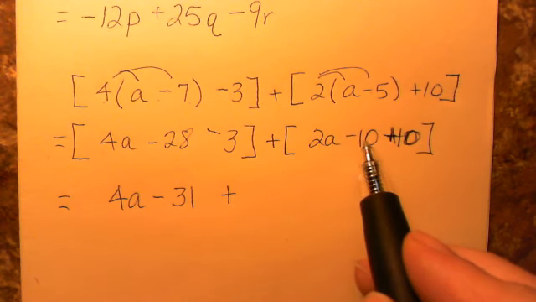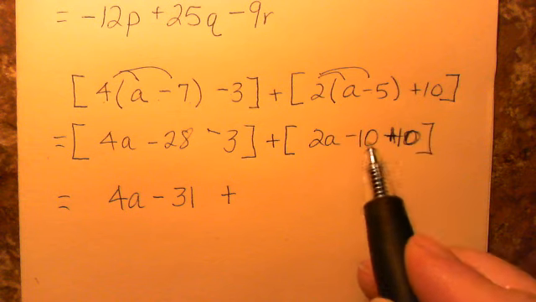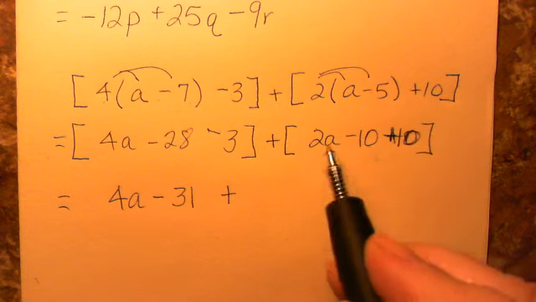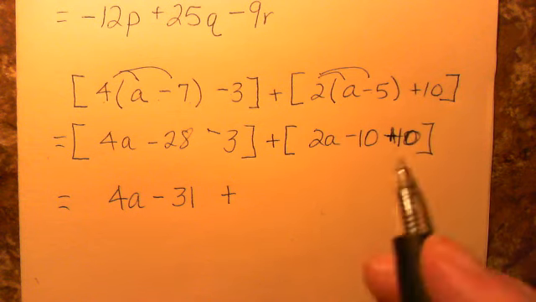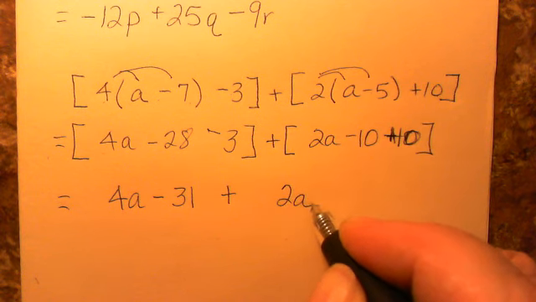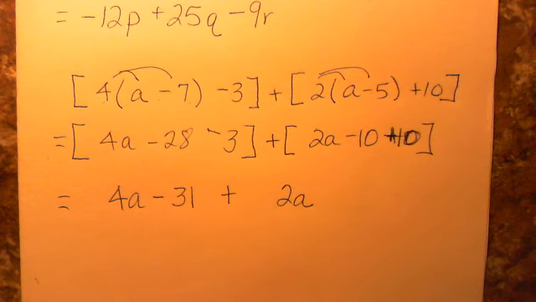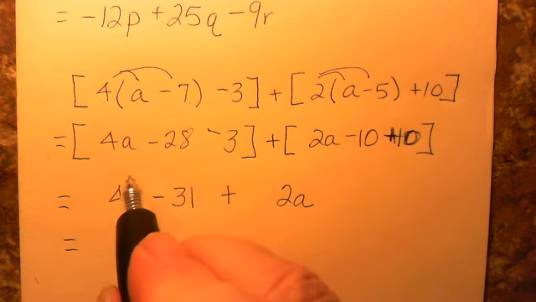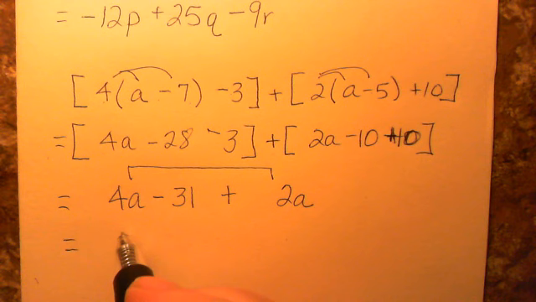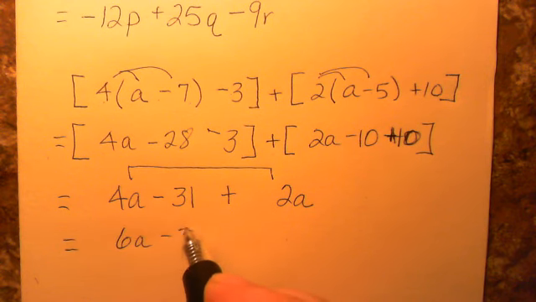Plus 2a minus 10 plus 10. Minus 10 plus 10 is 0, and we know that plus 0 won't change 2a. So 2a is now by itself, and there's no more work in the bracket and nothing in front of the bracket to distribute, so we can drop the bracket. Now we need to see, do we have any like terms? And yes, we do. 4a plus 2a, they're both positive, so we could say 6a minus 31. And at that point we have no more like terms to add or subtract and are finished.